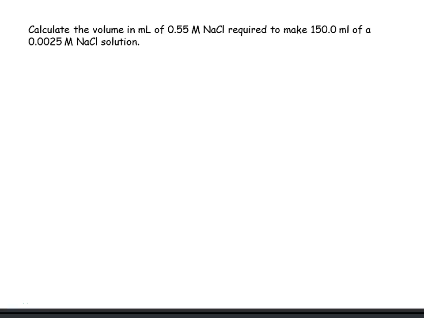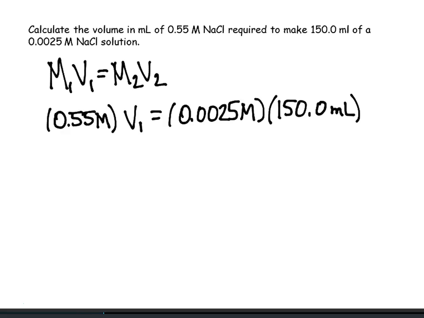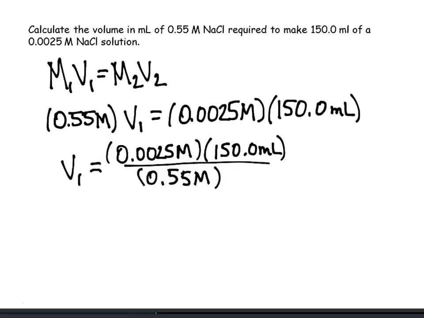Alright, so here's our dilution problem. This should seem shockingly easy compared to the other ones that we've just done. Here's the formula, M1 times V1 equals M2 times V2. You just need to identify which one is M1, which one's M2, and all that. So there I've plugged in M1 is 0.55 molar. I'm trying to figure out what volume of that solution to dilute to give the resulting solution, which is M2 and V2. And then we solve for V1, and we do that this way. The two molarity units cancel, and that will give us milliliters.